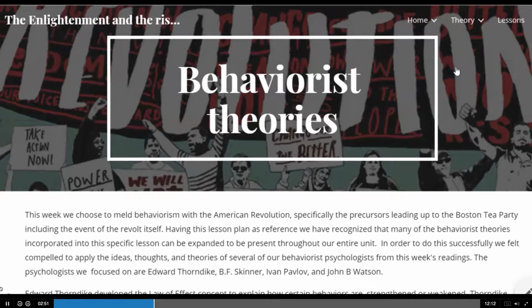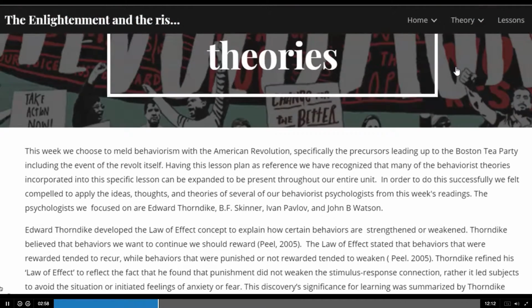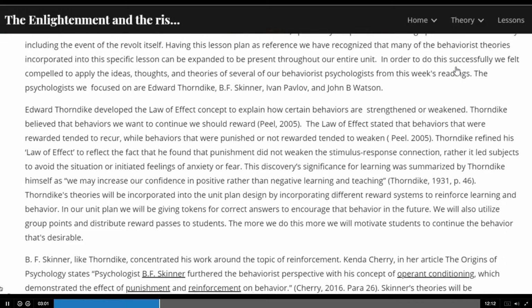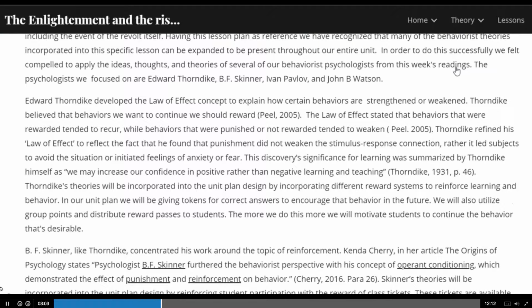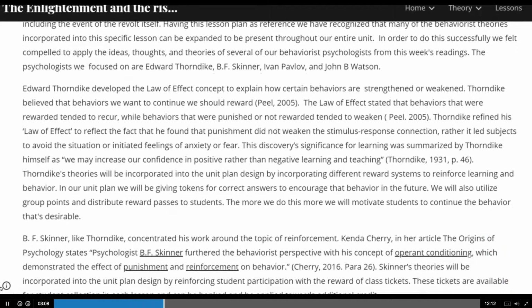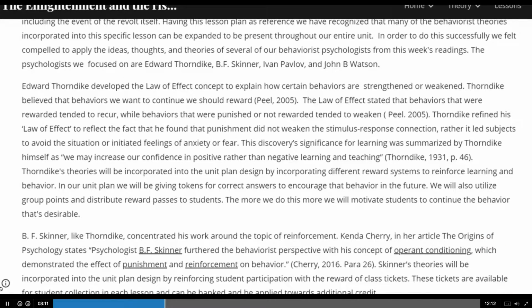Our second week lesson plans focus around behaviorists. Some popular behaviorists are Thorndike, Skinner, Pavlov, and Watson. While all four theorists approach the field of behavior in forms of conditioning, Thorndike and Skinner focus on positive conditioning, centering around Thorndike's observation that the law of effect seemed to demonstrate that behaviors that were rewarded tend to reoccur, while behaviors that were punished or not rewarded tended to weaken.